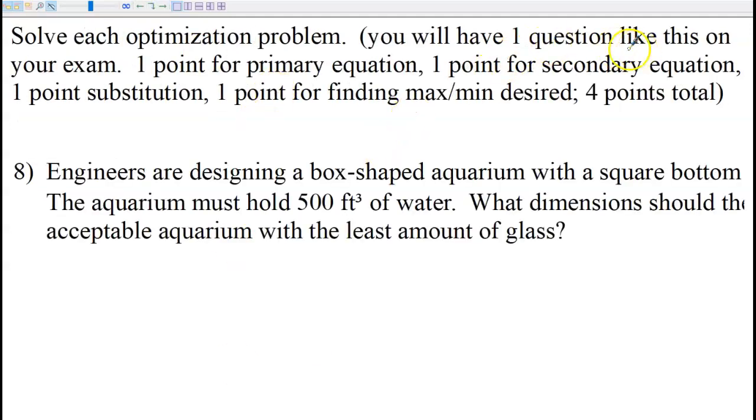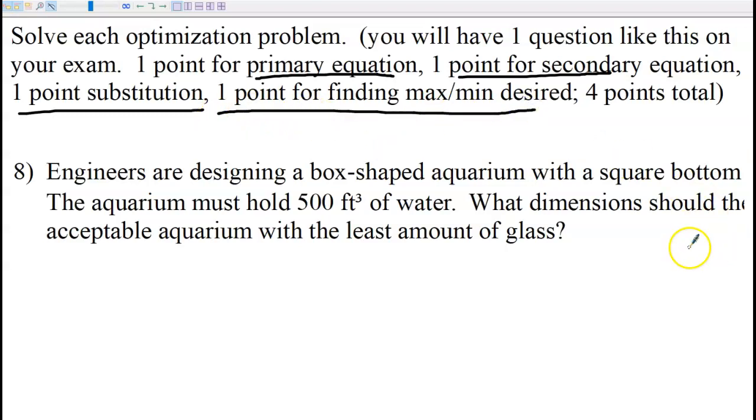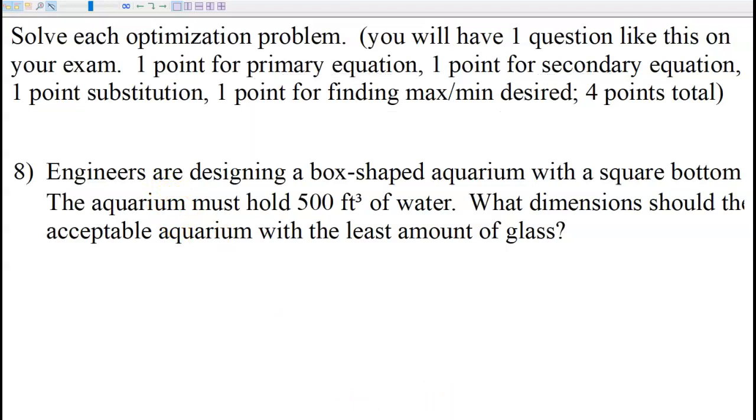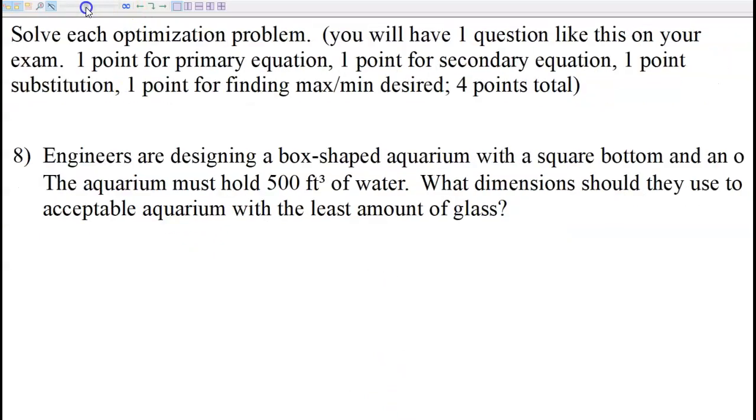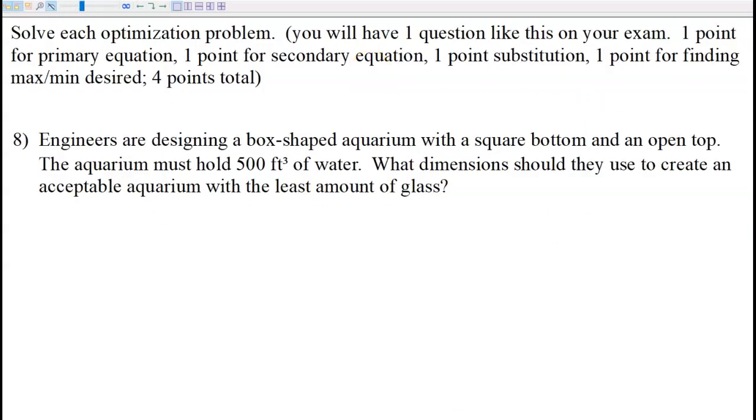You get 1 point for your primary equation, 1 point for your secondary equation, 1 point for doing the substitution correctly, and then finally 1 point for finding the minimum or maximum that they're asking for, a total of 4 points. So for number 8, we have this question here. It says some engineers are designing a box-shaped aquarium with a square bottom and the aquarium must hold 500 cubic feet of water. It also says it has an open top. That's an important thing to pay attention to.